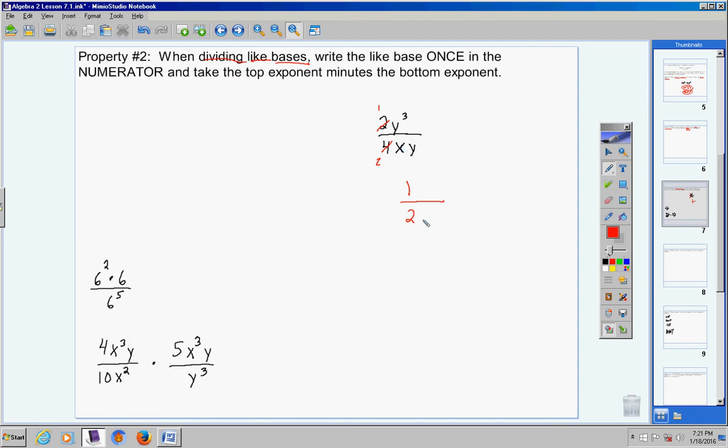No, there's not. So just leave your x there. Now, I have a y up top and a y in the bottom, correct? That's called dividing like bases. What do you do when you're dividing like bases? You write the like base once in the numerator. So write the y up top. And then take the top exponent, 3, minus the bottom exponent, 1. 3 minus 1 is 2.